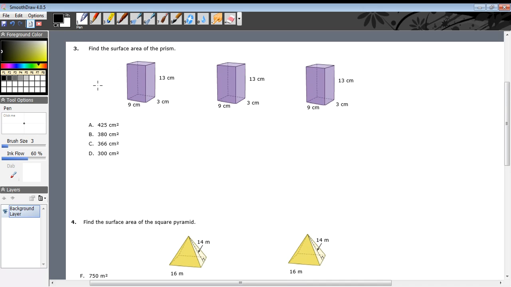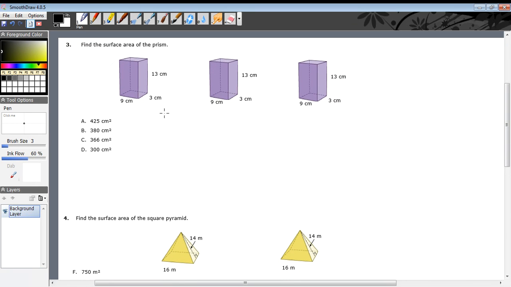I'm going to do the surface area of this rectangular prism and then the surface area of the square pyramid below. So I copied and pasted the same image 3 times.